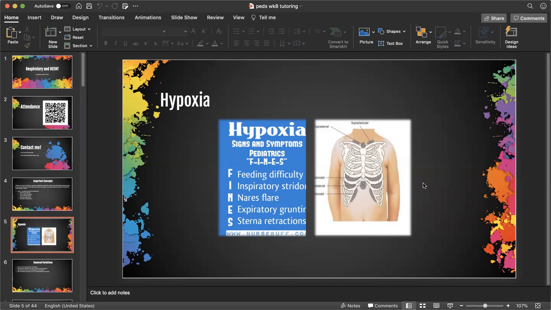Again, I'm going to talk about this again towards the end of the PowerPoint when we start talking about respiratory distress, but this is just a good thing to help you remember the signs and symptoms for it. So make sure you know those signs and know the different types of retractions as well.